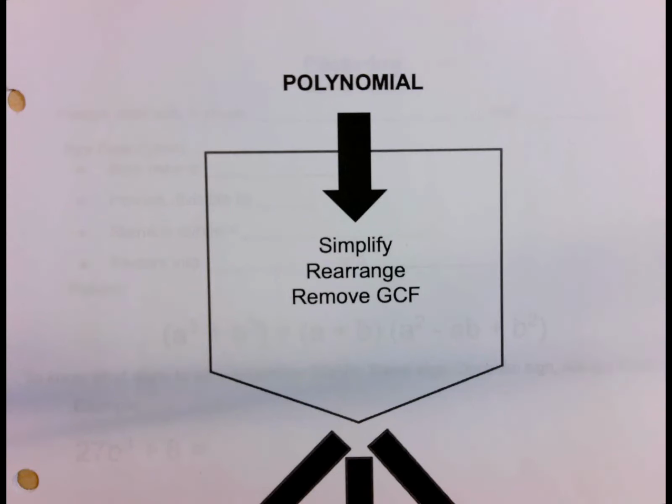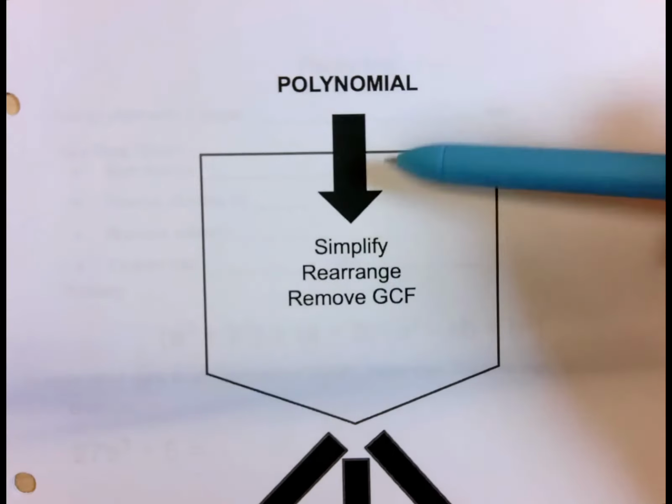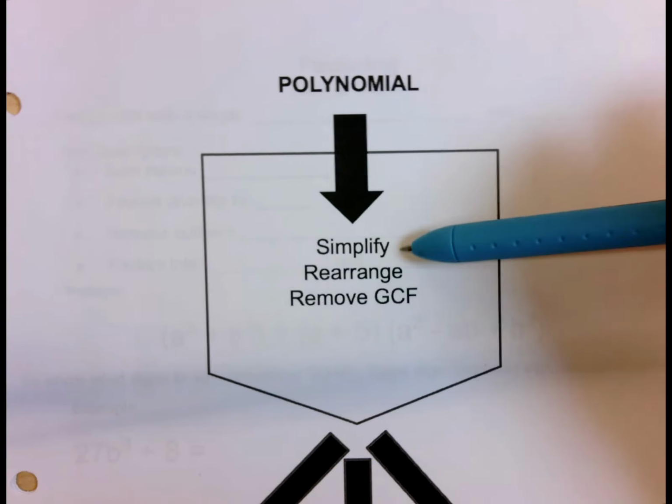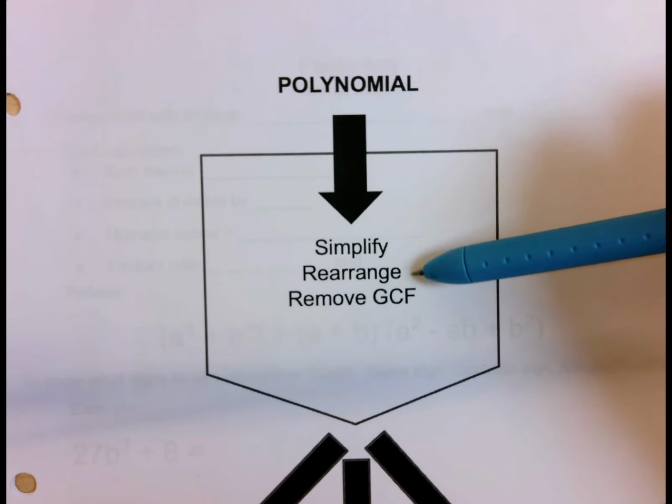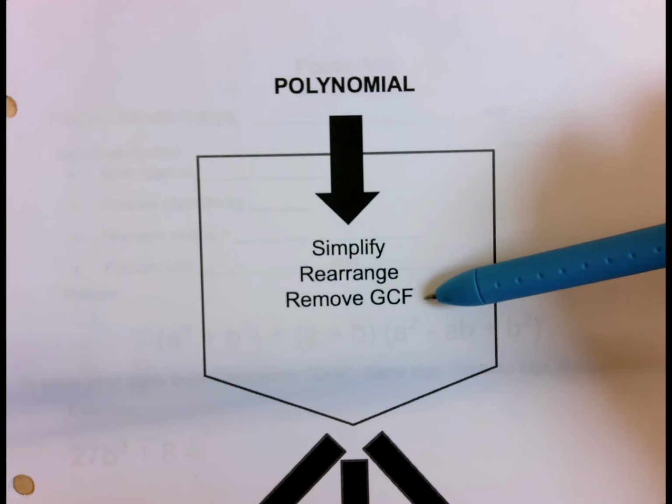Okay, so today we are going to talk about sum of cubes. So before we do that, let's walk through our factor map one more time and make sure we remember. So we have a polynomial, and we check to see if it needs to be simplified or combined like terms, rearranged, put it in standard form, or remove that greatest common factor.